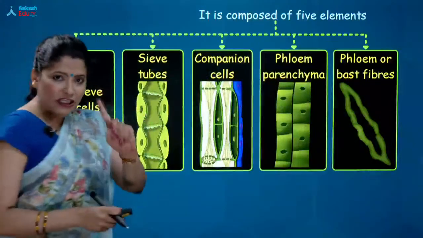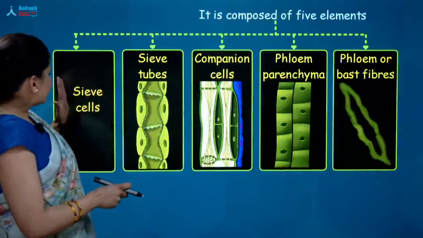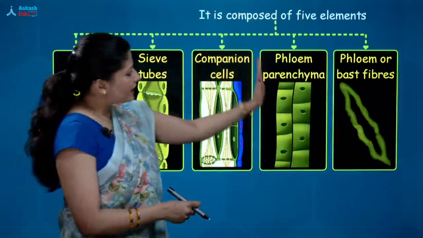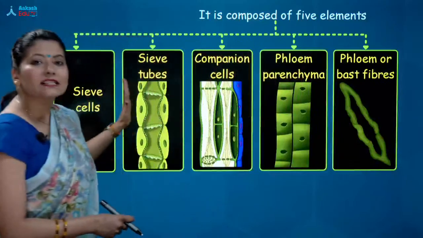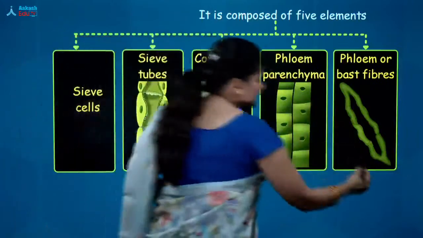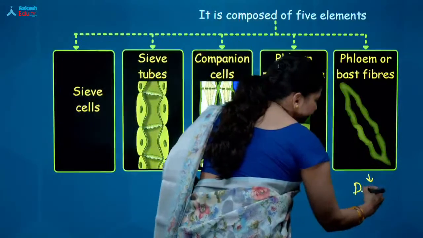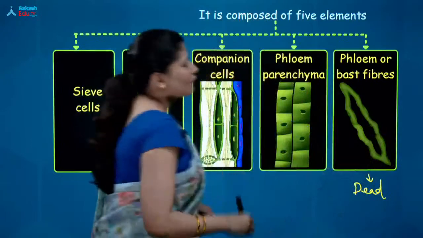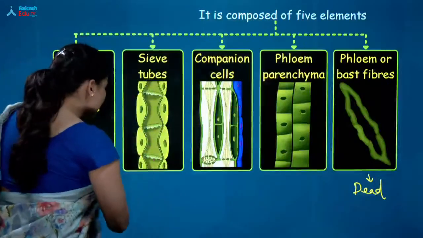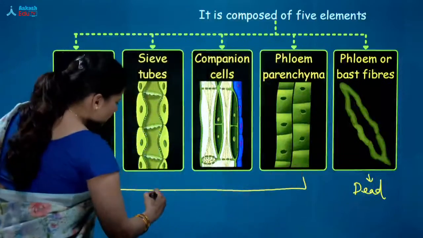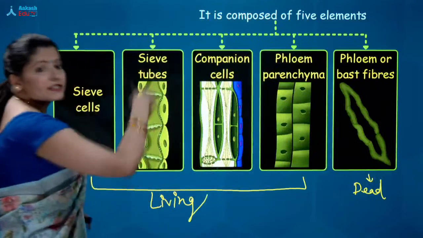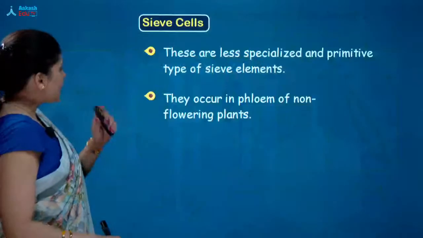One point need to remember here. Sieve cell, sieve tube, companion cells, phloem parenchyma, these all cells are living. Only one cell is dead, that is phloem or bast fibers. This is dead. Rest of all our cells, these all cells are living cells, right? So let's start one by one.